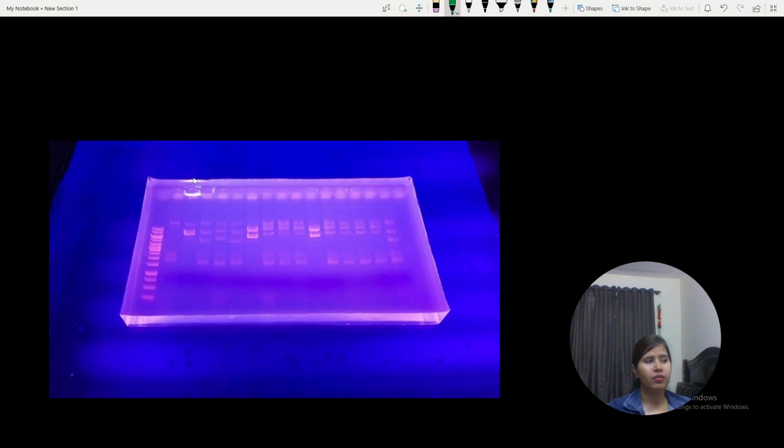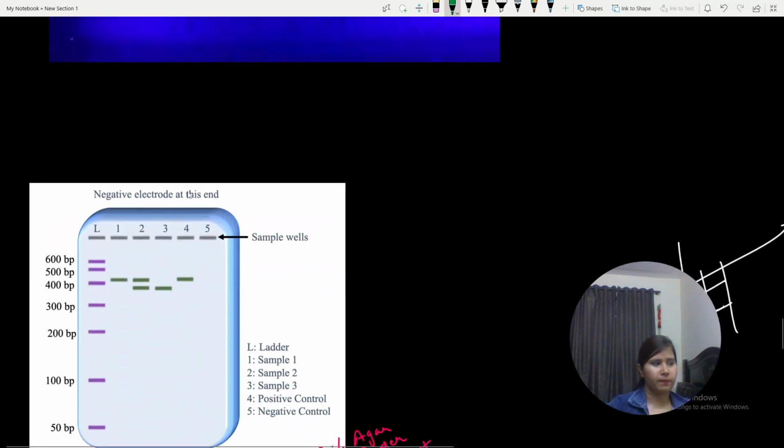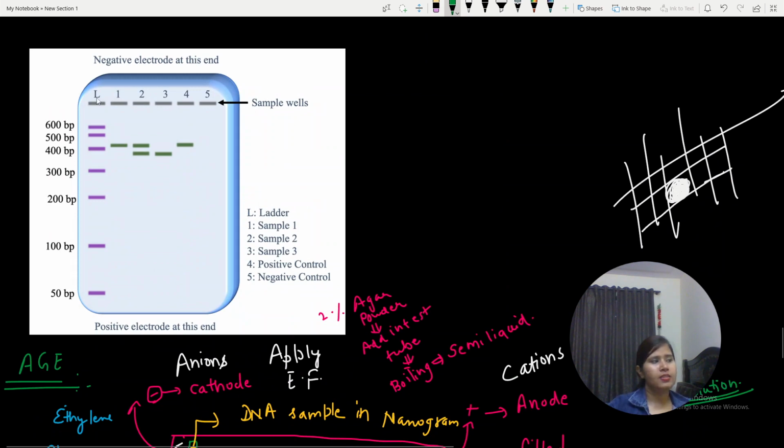After applying the electric field, the sample starts to move, and after 1 hour you remove this gel from the casting tray, from the electrophoretic chamber, and you take this solidified agarose gel under the UV rays and look over it. So this result will appear there. Now you can see this is the standard lane.